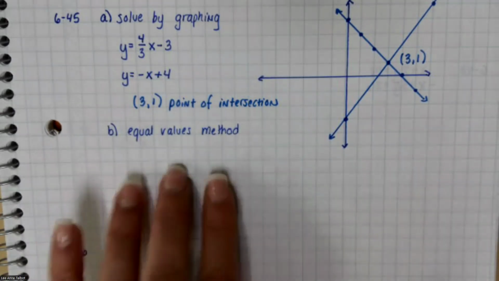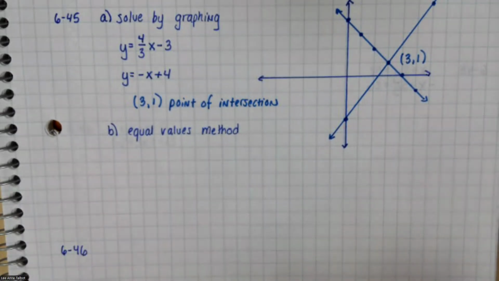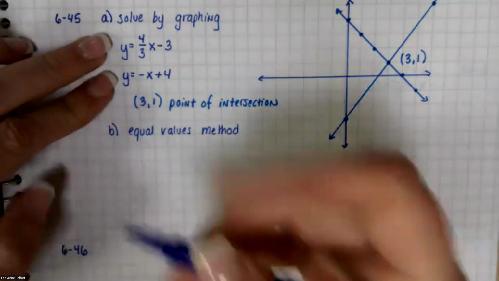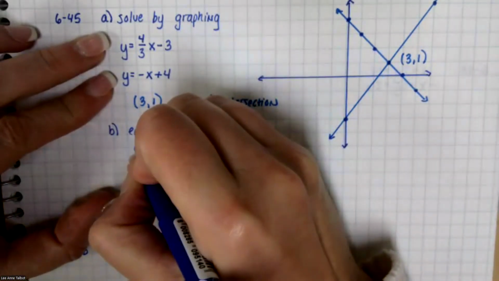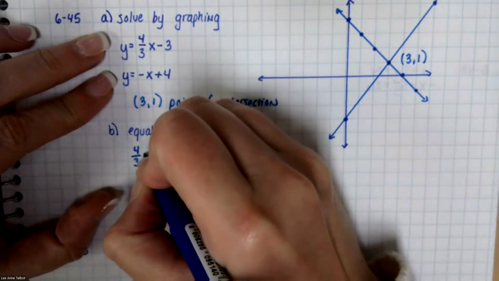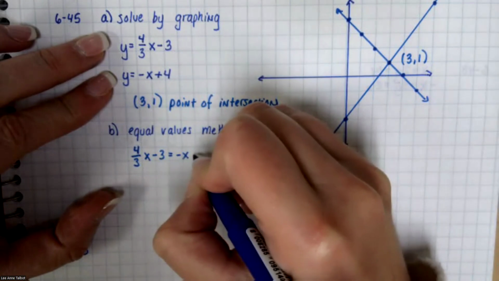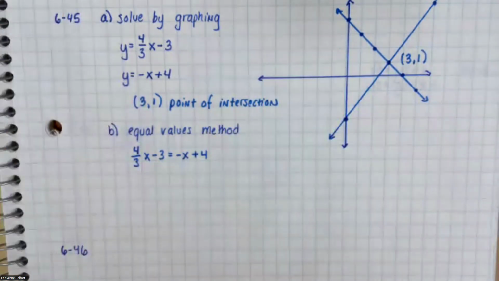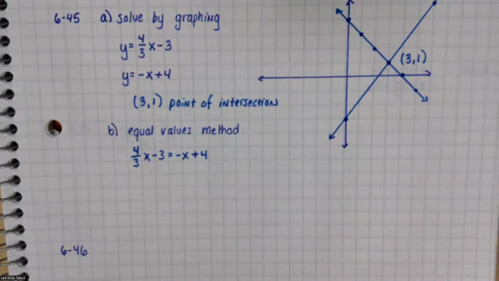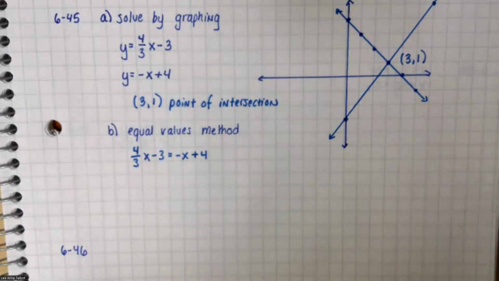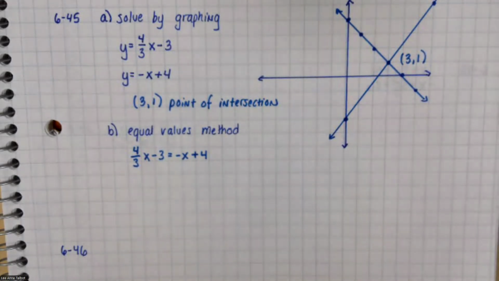Okay, now we're going to do the same problem with equal values method, and we should get the same answer. They're both equal to y, so we equal them to each other. 4/3 x minus 3 equals -x plus 4. Oh no, Mrs. Talbot, I just realized just now why you made us do all those fraction busters. That's because a lot of times these make fraction busters. Okay, what is the least common denominator in this problem? 3, right?